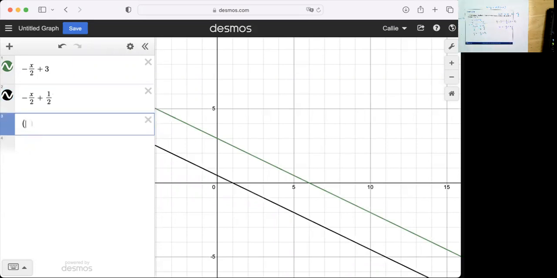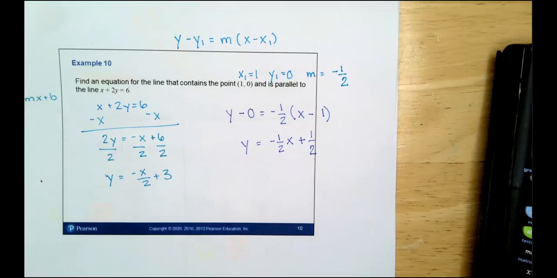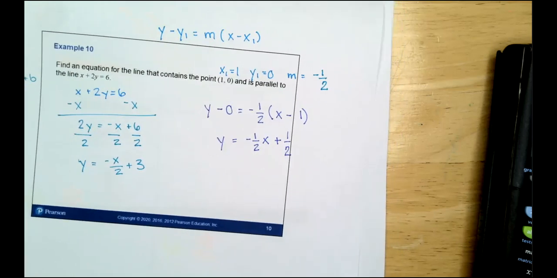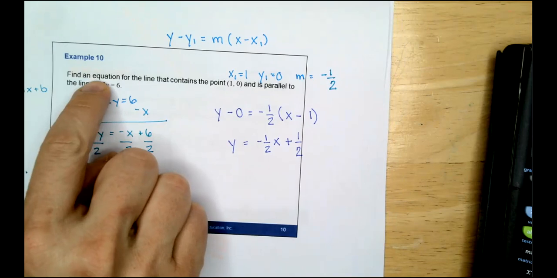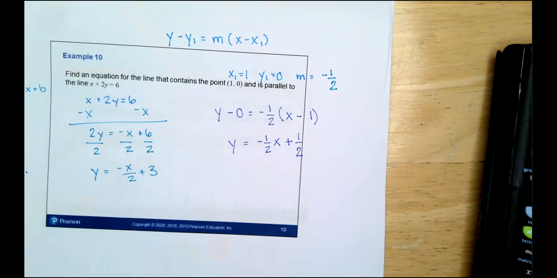And so it's parallel to the green line, and we want to make sure it goes to the point 1, 0. And it does. So it's parallel to the green line, and it goes to the point 1, 0, so it meets the demands of the question. Good? So that's how you would find a parallel line to this equation going through this point.